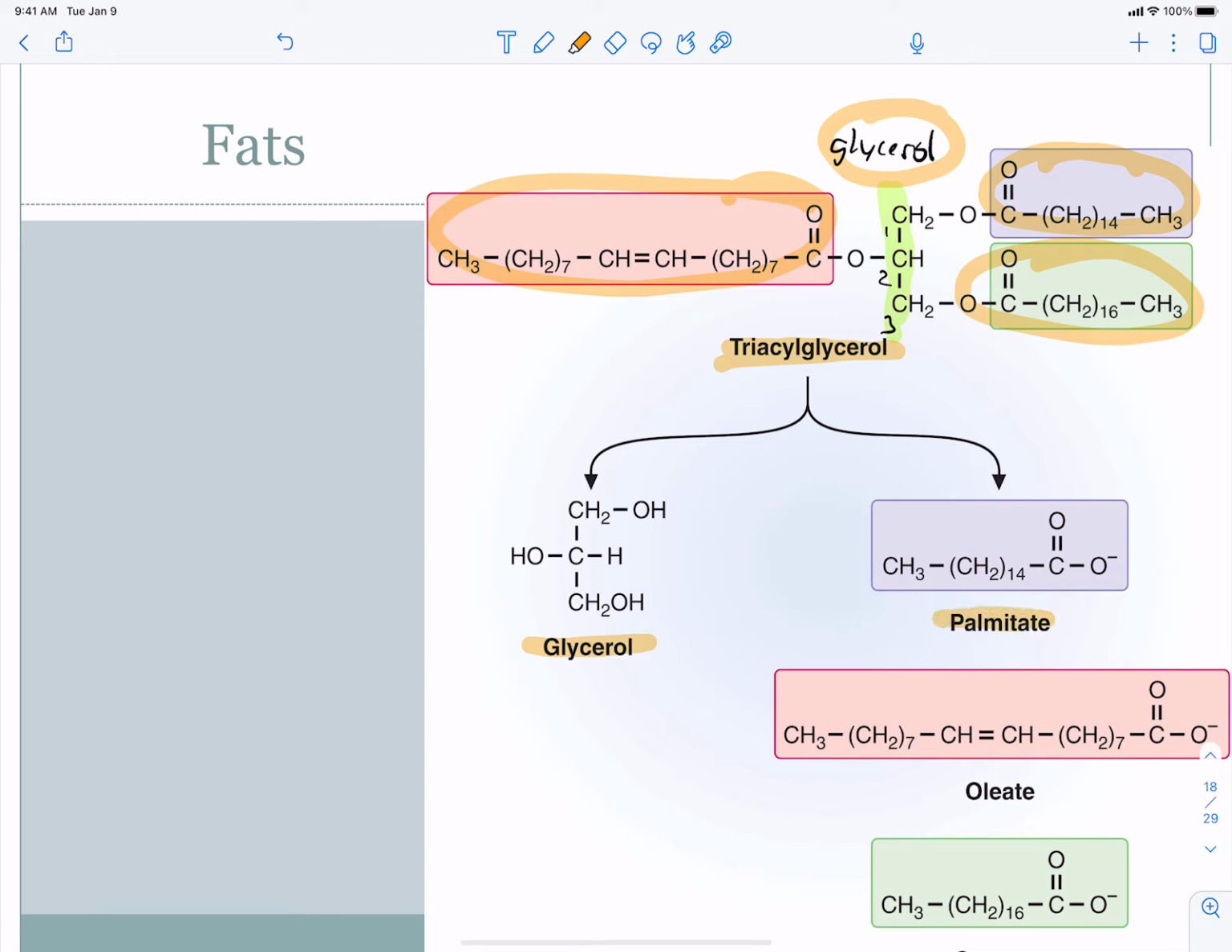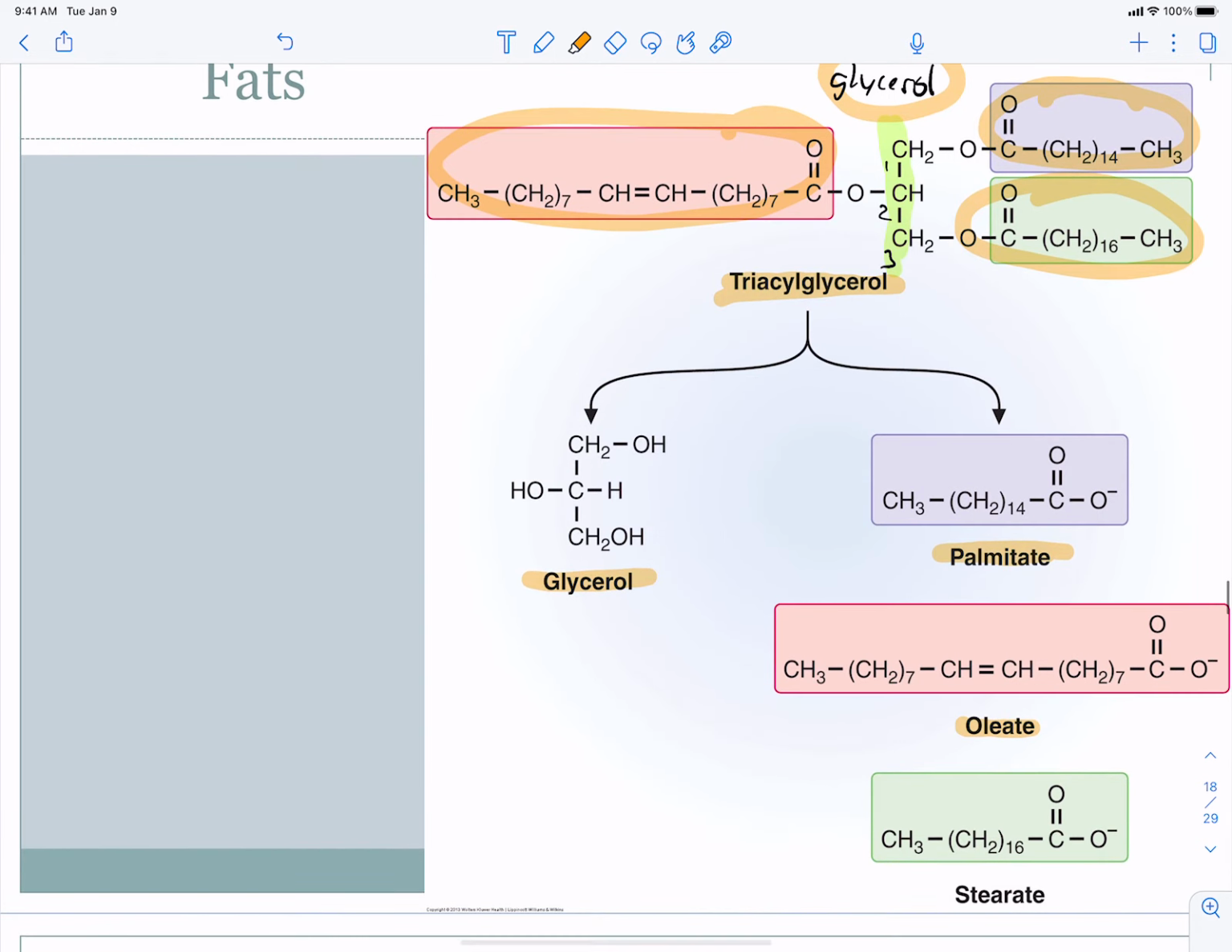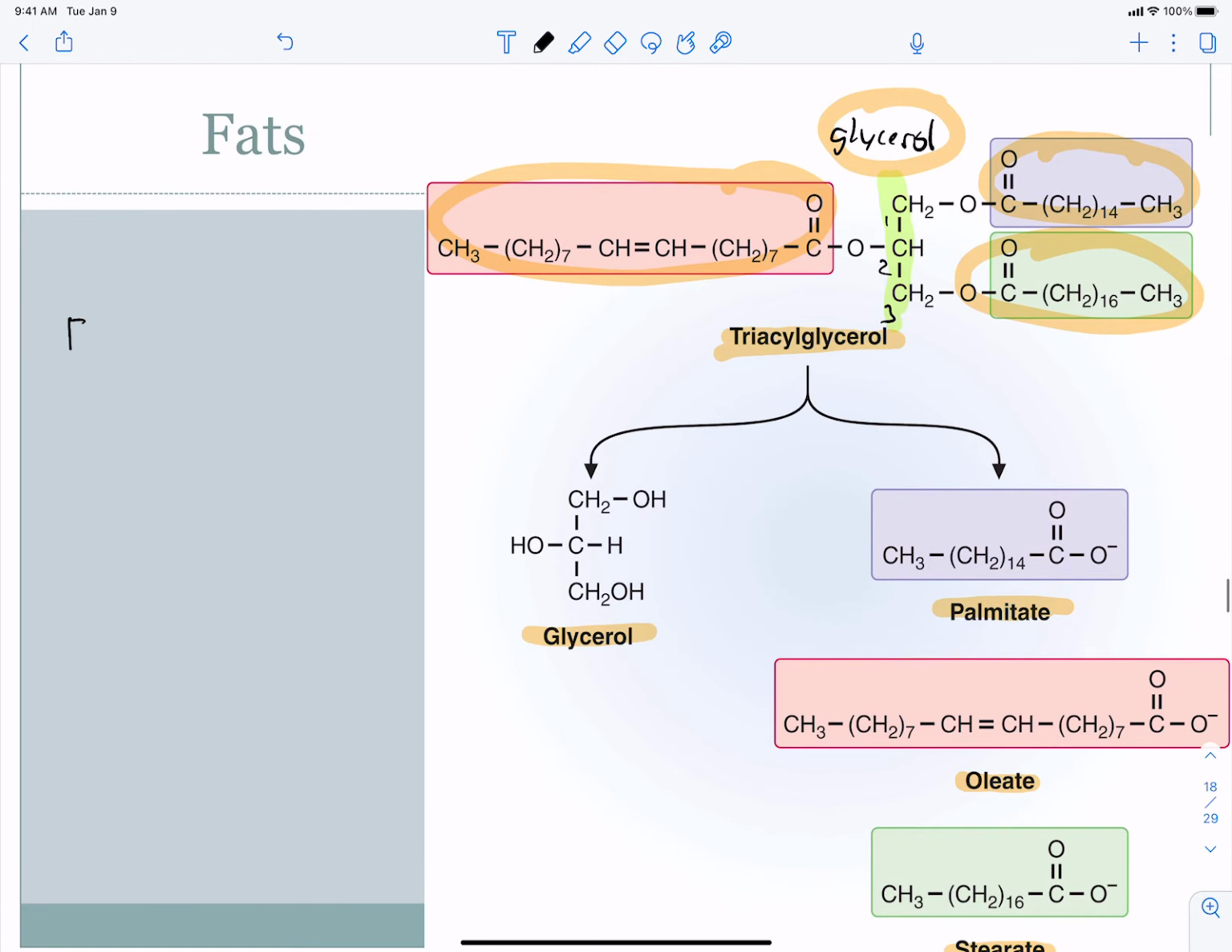So here we have palmitate, the 16 carbon, we have oleate, and we have stearate. And those 3 fats can be released. So a fatty acid, let's see, a TAG, which equals triacylglycerol, is glycerol plus 3 fatty acids. Now for the fat, if you break a fat down, complete oxidation, you're going to get 9 kilocalories per gram.